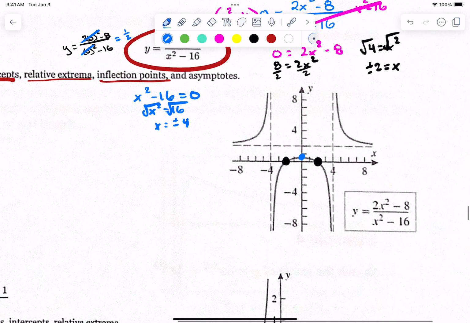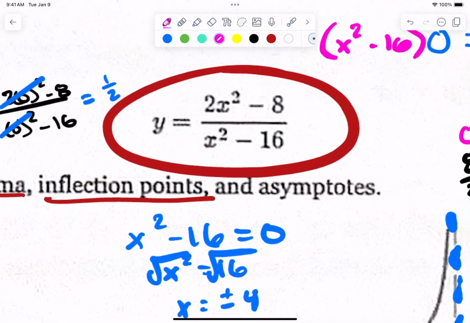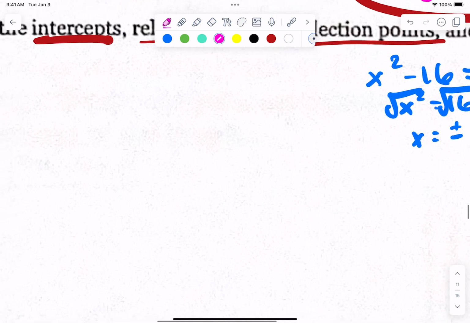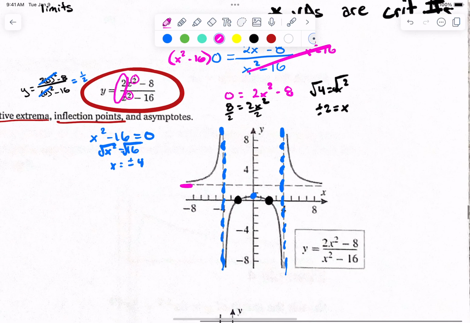Great. So here is one VA at positive 4. Here's another VA at negative 4. Okay, HAs, we do n and m. So n is the degree of the numerator, which is 2. M is the degree of the denominator, which is also 2. So then 2 over 1, which is 2. So my HA is y equals 2, and that's where this dotted line comes into play.